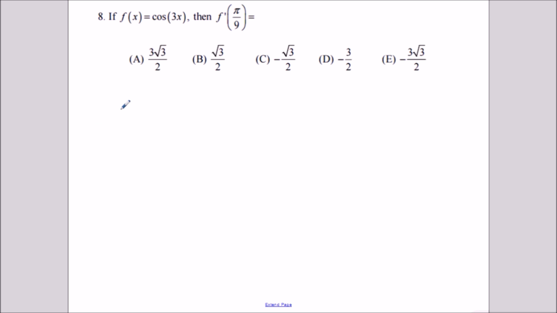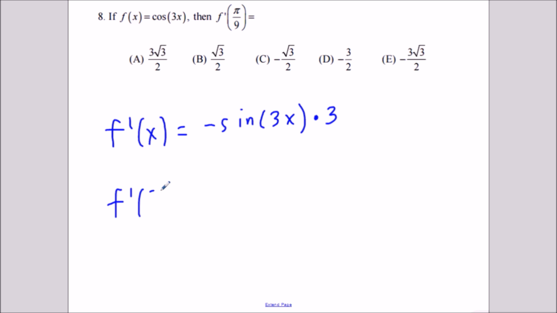Okay, for the next question here, we're going to take the derivative and we're going to plug in pi over 9. So we're going to use chain rule to find the derivative. We're going to have negative sine 3x times the derivative of the inside, which is 3. So if we work this out, we get this expression here. The last thing we need to do is just plug in pi over 9.